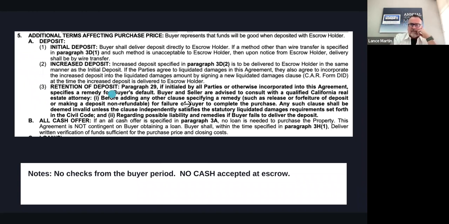But paragraph 29 basically says, if it's initialed by the buyer and seller, both parties have to initial paragraph 29. If they don't initial paragraph 29, this doesn't apply. But if they both initial it, what they're in effect saying is it's part of the agreement, and it talks about what's the remedy in the event the buyer defaults. Buyer defaulting in this particular case, Alma just changed her mind. Nothing in the contract.